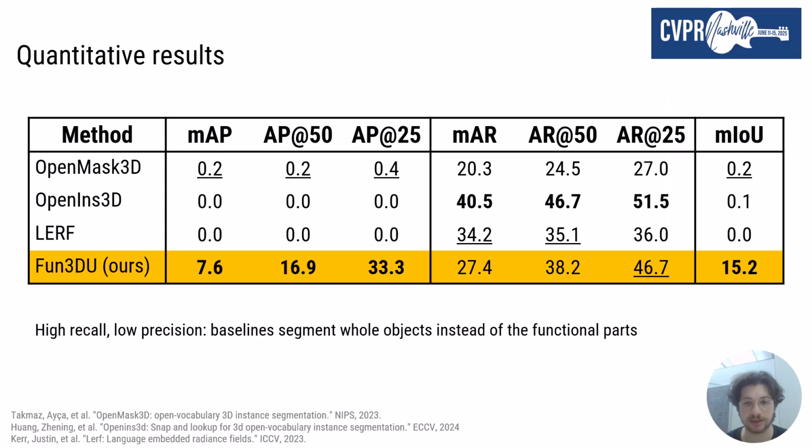Here we have the quantitative results of Fun3DU. So we compare with state-of-the-art methods for open vocabulary segmentation. We can observe that these methods are similar to Fun3DU for the recall at least, and actually some of them have a higher recall, but on the other hand, the precision is extremely low, and in most cases it is 0. And we observed that other methods tend to segment the whole contextual object instead of just the functional object.